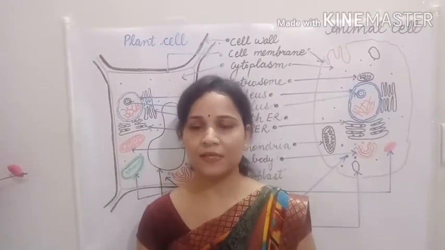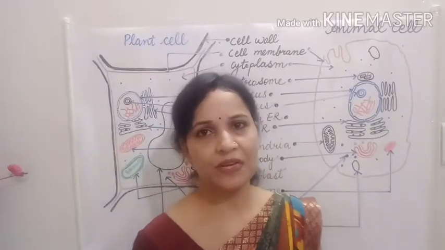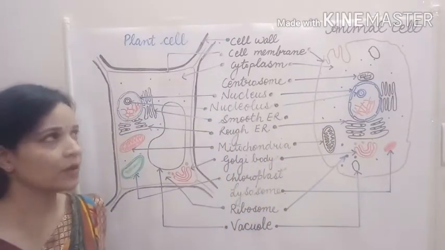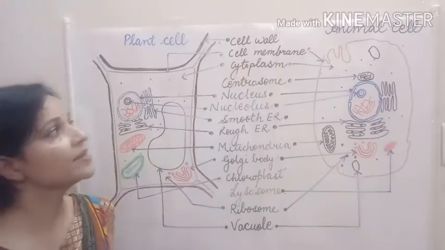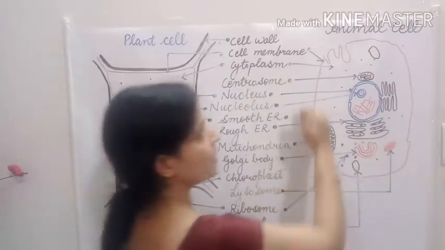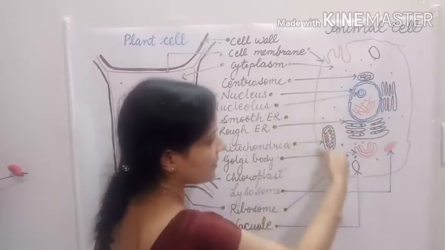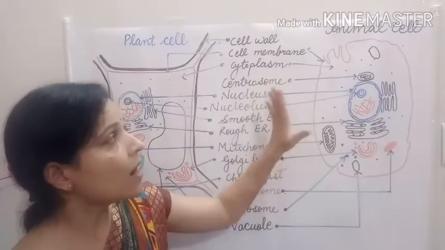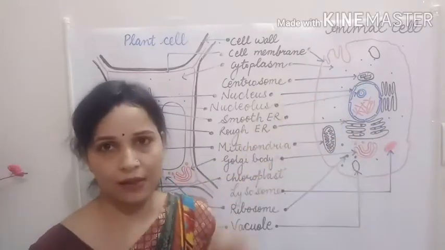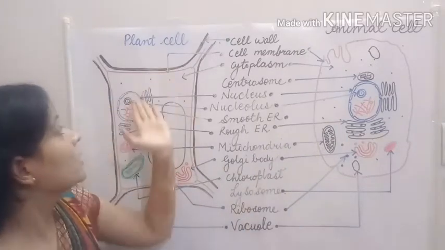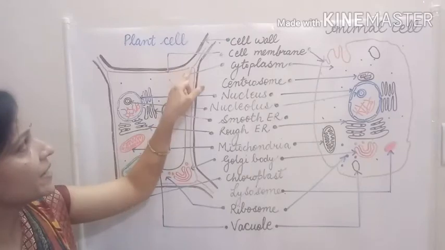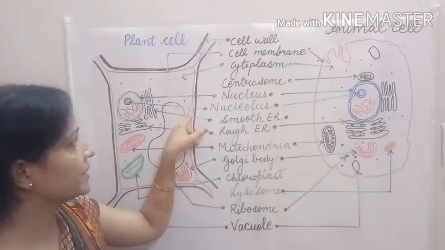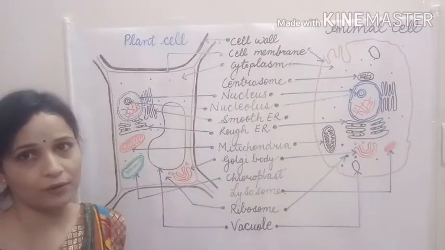Now the next membrane is the cell membrane. The cell membrane is present in both animal cell and plant cell. It is the thin outer covering in animal cell. You can see the red lining. This is the cell membrane and it is the outermost covering in animal cell. But in plant cell, the cell membrane is situated below the cell wall, which means the cell membrane is protected by the cell wall.